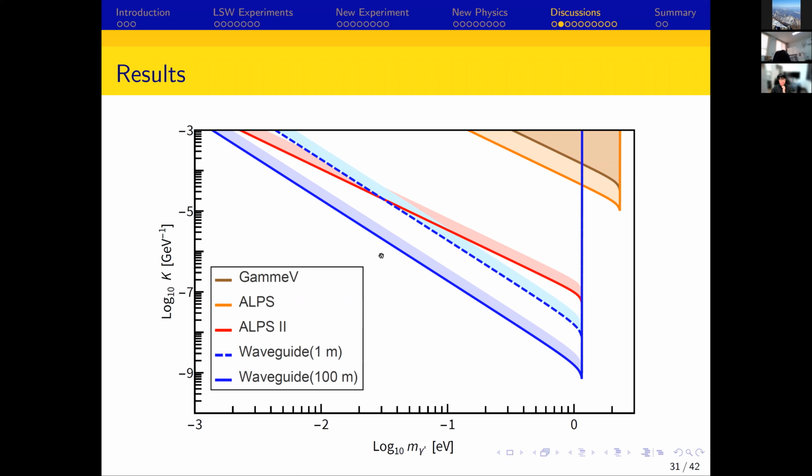Two blue lines show the sensitivity corresponding to our new experiment. And we also showed the constraints from other LSW experiments, Gamma-5 and ALPS. And also we included the sensitivity plot of ALPS 2. Okay. Despite the angular dispersion, ALPS 2 shows much better sensitivity than other previous LSW experiments. The reason is that ALPS 2 has a much larger size and its detector is much more sensitive. However, our setup shows much better results than other LSW experiments.